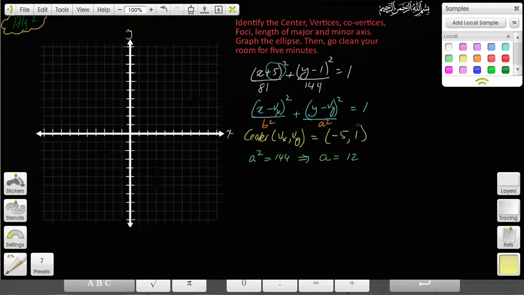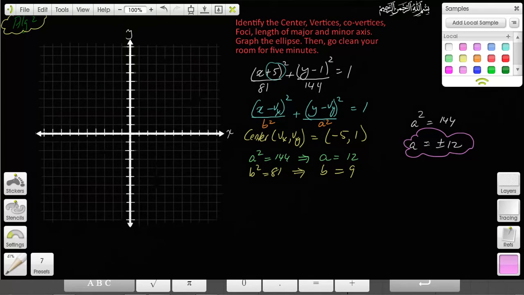And b squared, we understand, is 81. So b therefore is 9. Now, I just again want to emphasize, and I don't mean to belabor the point, a squared is 144. If you solve for a, you get a is plus or minus 12. That's not incorrect to say, but I like to think of a and b as distances, and distances are absolute values of numbers. Some textbooks do say it like this, and that's perfectly all right, but I like to think of a and b as distance values, and distance is an absolute value. So we have a and b.